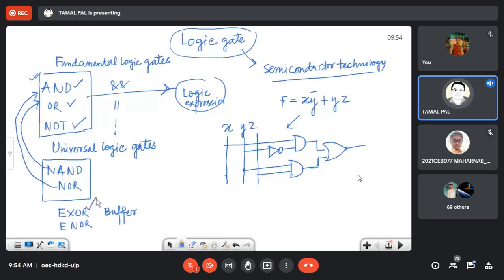So far, I have discussed exclusive OR, exclusive NOR, buffer, everything. I will take a break for 10 minutes. Then I will come back to the discussion of why a NAND gate is called a universal logic gate, and also why it is true for NOR. Why is it so?